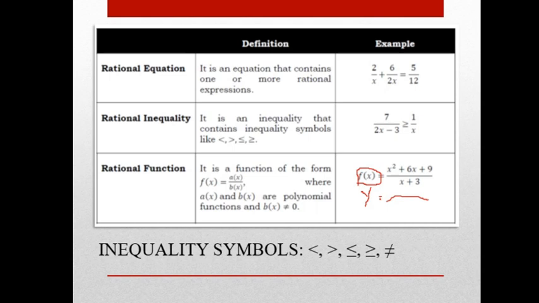Okay? So, kapag rational function, alam na natin siya. Merong f of x or y at ang ginamit na symbol ay equal. So, kapag gumamit na ng equal at walang f of x or y or walang function notation, yun na yun. Rational equation na siya. Kagaya nitong example na to, wala tayong nakikitang f of x or y at ginamit ay equal sign. So, ganun lang kasimple para ma-distinguish natin ang rational equation from rational inequality to rational function.